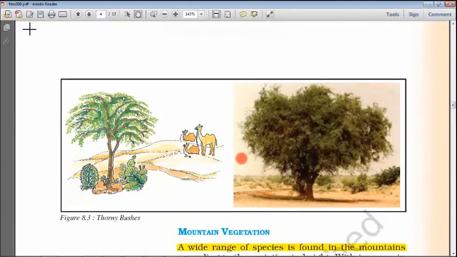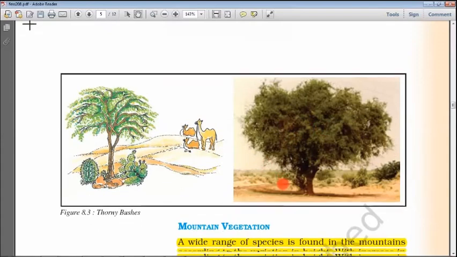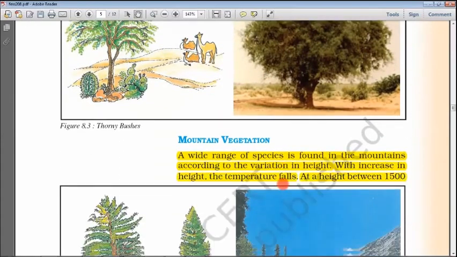So here the picture of thorny bushes is given. So it's a desert region. You can see the cactus kind of trees and thorny bushes. The real picture is given here. And you have got mountain vegetation.